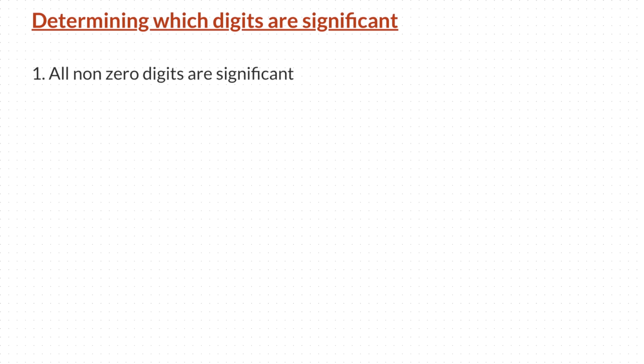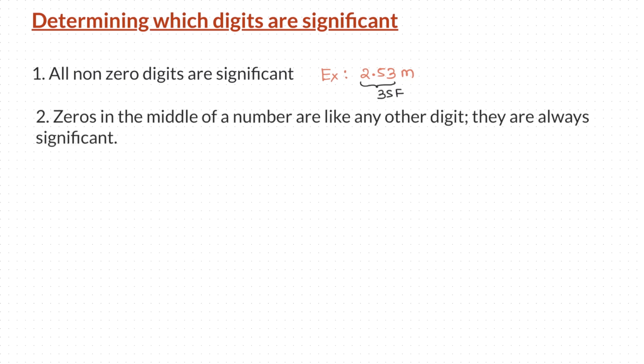Rule number 1. All the non-zero digits in a measurement are significant. For example, we have a measurement 2.53 meters. All the digits here are non-zero digits. Therefore, there are 3 significant figures. Rule number 2. Zeros in the middle of a number are like any other non-zero digit. That is, they are always significant. Example, we have a measurement 2.03 meters. There is a 0 between two non-zero digits, so we count it as a non-zero digit. Therefore, the total number of significant figures is 3.